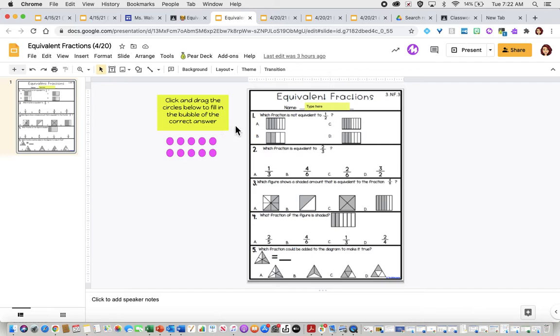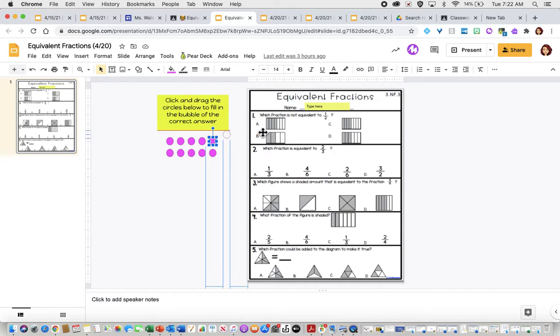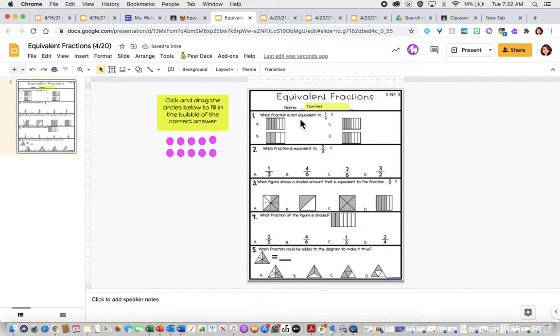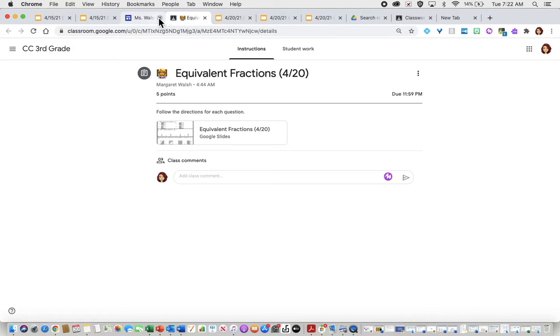All right. And so you're going to use these dots again to mark A, B, C, or D, for which is the correct answer. It's going to be the same setup as you saw last Friday. So just keep that in mind while you are doing this job.